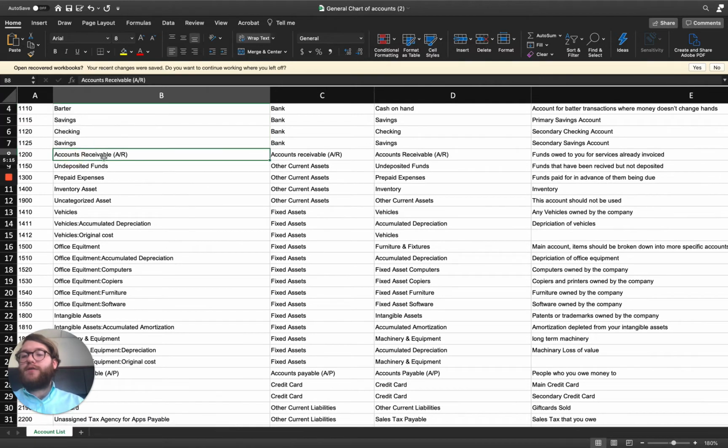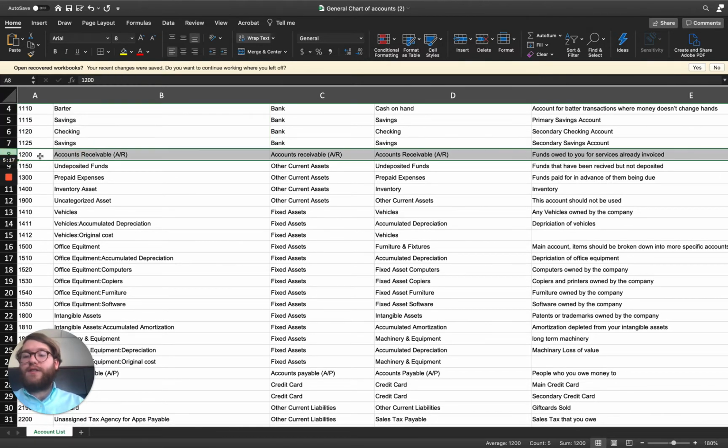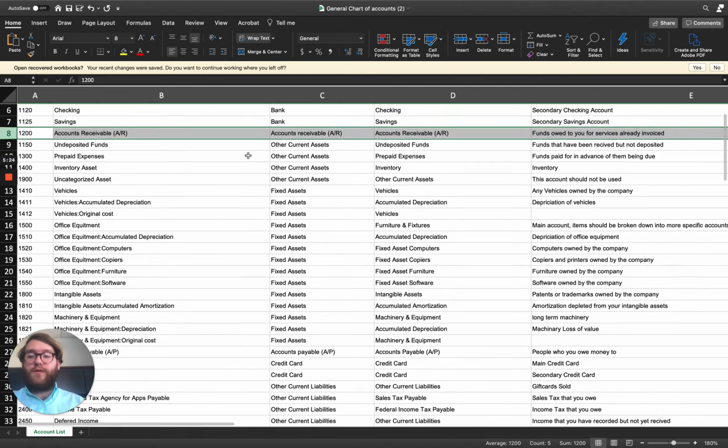Then we come down to your AR. This is always a standard account that you have to have. QuickBooks is always going to give it to you. Any accounting system, decent accounting system, will give it to you.